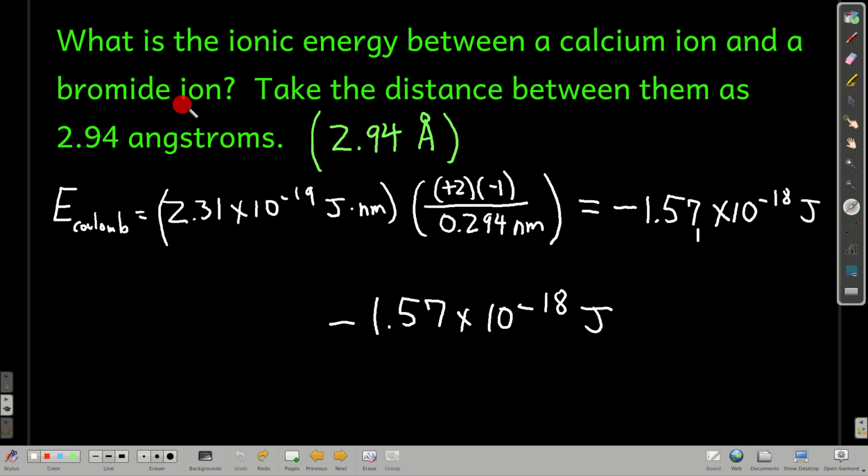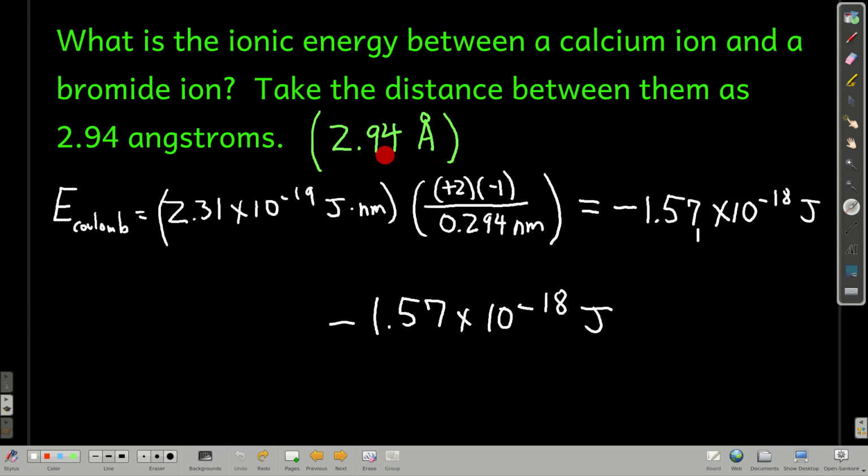Bromide forms a negative 1 charge, and we've just seen why that is, so that they can have the same number of electrons as the nearest noble gas. So the charge on the calcium is plus 2, the charge on the bromide is minus 1, the distance between them is 0.294 nanometers.